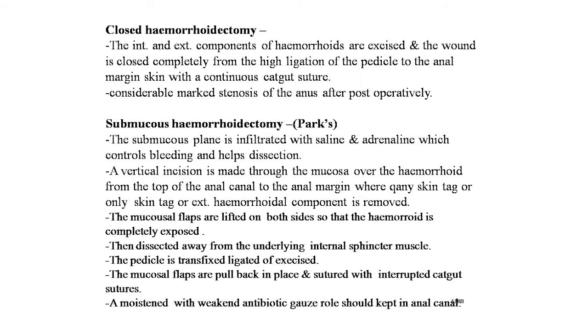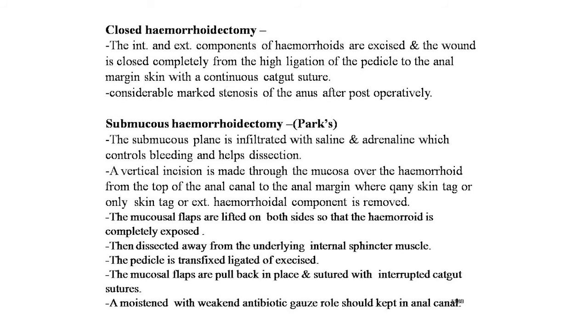A vertical incision is made through the mucosa over the hemorrhoids from the top of the anal canal to the anal margins, where the skin tag or external hemorrhoidal component is removed. The mucosal flaps are lifted on both sides so that the hemorrhoid is completely exposed, then dissected away from the underlying internal sphincter muscle. The pedicle is transfixed, ligated and excised.